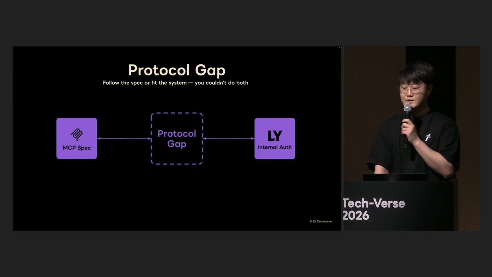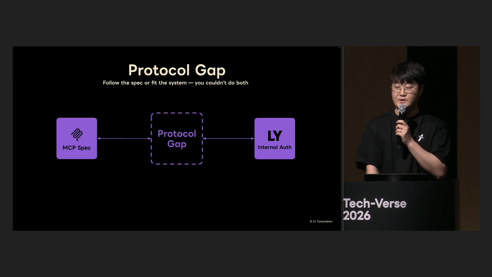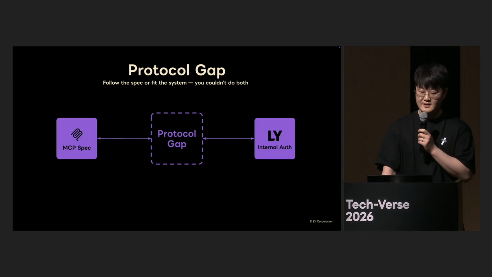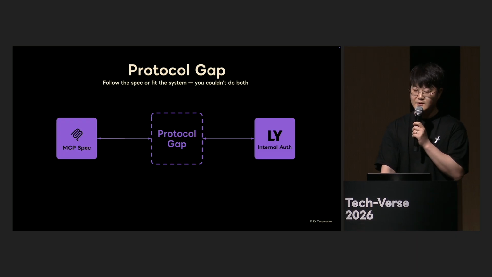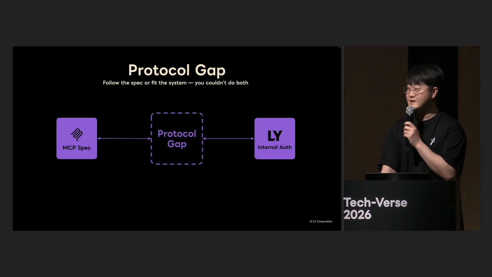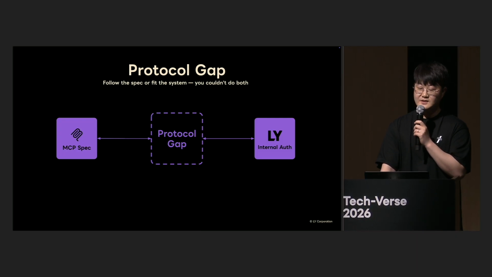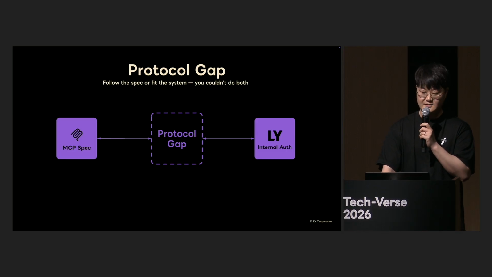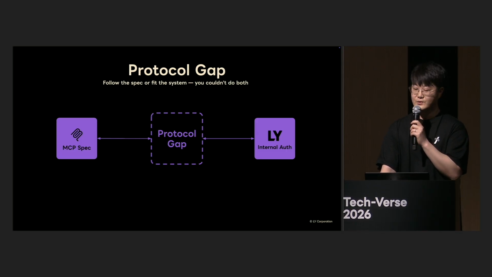If you look at the screen, the left side is the MCP specification. To the right is our in-house authentication system. First, the MCP server standard on the left should be able to connect directly to the server that the client first encounters. Therefore, dynamic client registration like DCR and CIMD is a prerequisite.